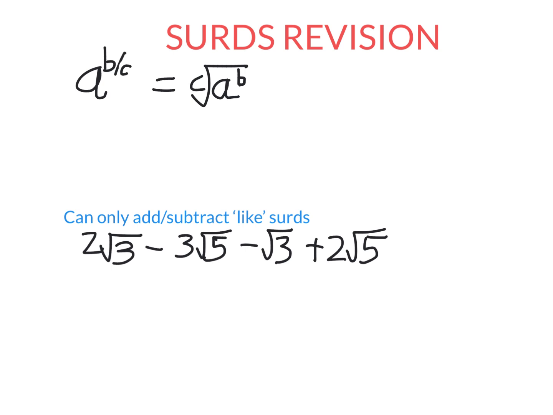So a C-level student would know that a to the power of b over c equals the cth root of a to the power of b. A C-level student would be able to convert between fractional indices and surds.